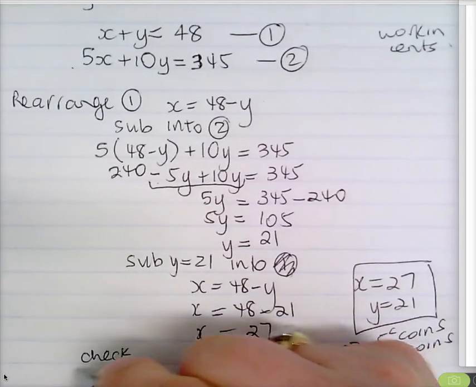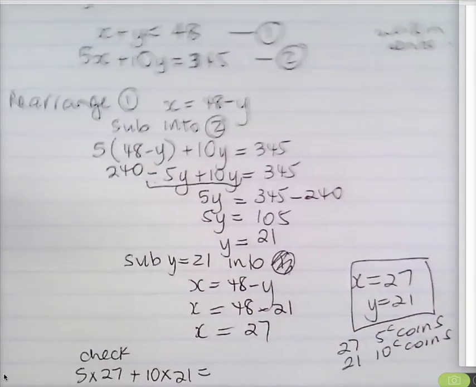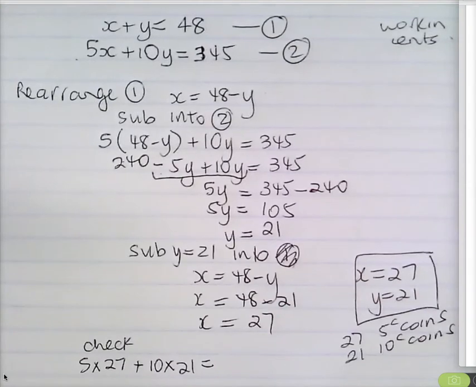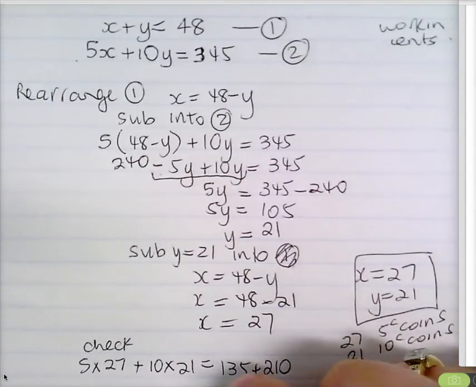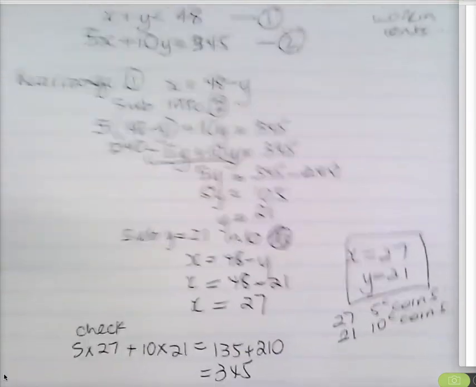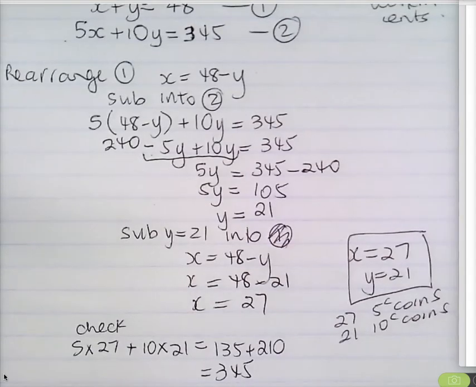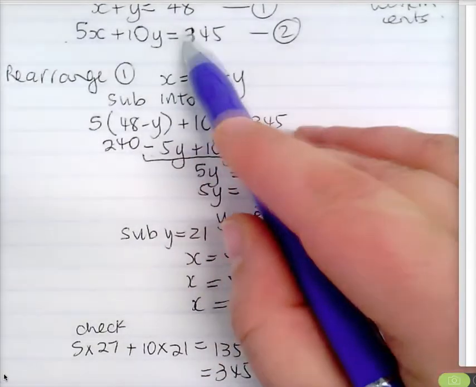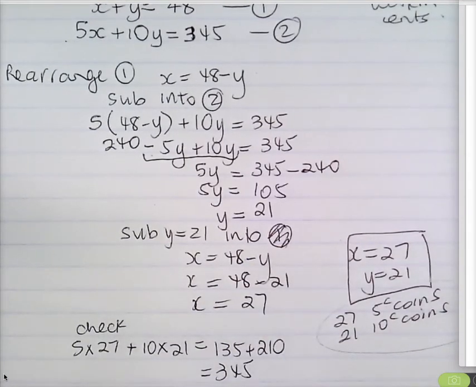27 5-cent coins plus 21 10-cent coins. See how I'm checking? So you need to, on your calculator, 5 times 27 plus 210 cents. 5 times 27 is 135 and 210. And then you can feel confident. If you've got one of these, just that quick check with your calculator. Because we substituted into the rearranged one, you check in equation 2.